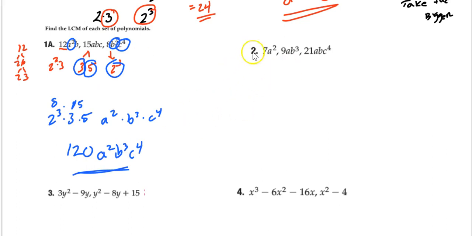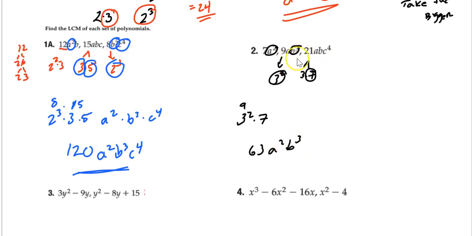Quickly do this one. Same idea. 9 is 3 squared. 7 is a 7. 21 is 3 times 7. So we're going to take one of each. I need a 3, and 3 squared is the biggest one. And I need a 7. Doesn't matter which one, they're both the same. So I get 9 times 7, which is 63. With the variables, I think variables are easy, they're already factored for you. So you just take one of each. I need the a squared, the biggest one, b cubed, and I need a c to the fourth.